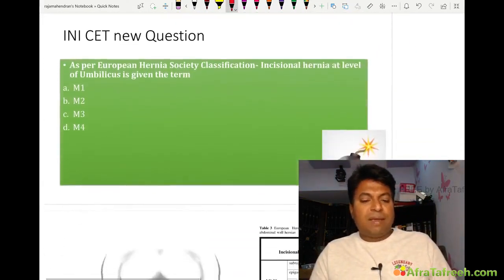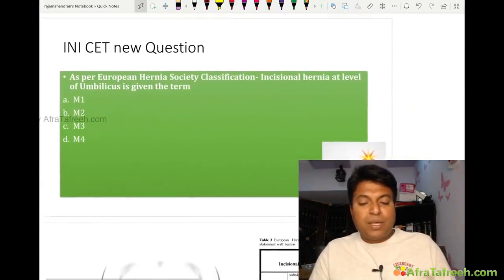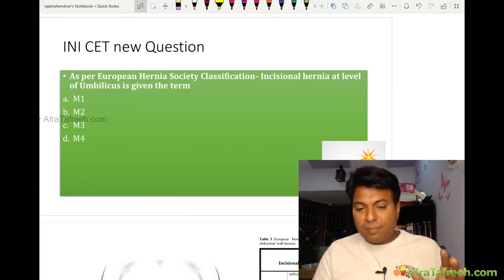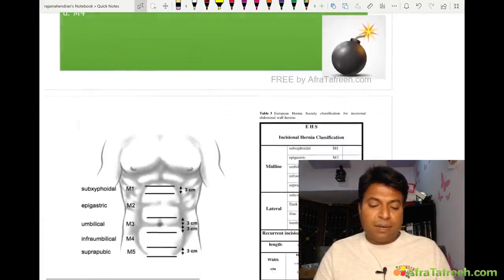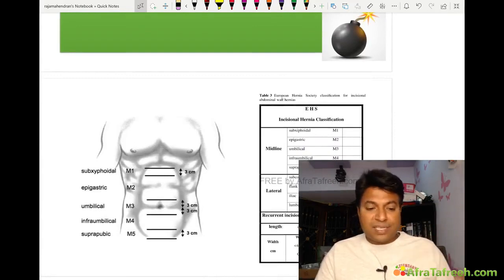So this question came in the INI-CET last section. New question. As per the European Hernia Society classification, it is not there in books. It is taken from the internet. Incisional hernia at the level of umbilicus is given in the question. So this is the European classification. For inguinal hernia, I told you. Now it is incisional hernia.